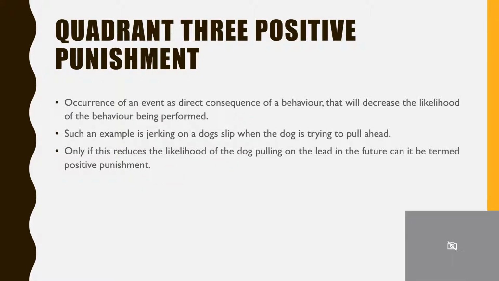Quadrant 3, positive punishment. Occurrence of an event as a direct consequence of a behaviour that will decrease the likelihood of the behaviour being performed. Such an example is jerking on a dog's slip lead when the dog is trying to pull ahead. Only if this reduces the likelihood of the dog pulling on the lead in the future can it be termed a positive punishment.